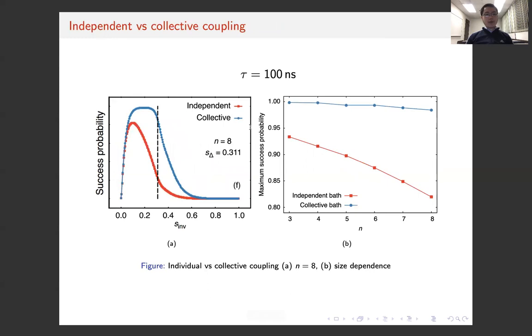How about independent coupling? The independent coupling is a little bit worse than collective coupling in the sense that the success probability is not as high as the collective coupling. Also, the maximum success probability decreases more rapidly as system size increases. So that is worse in the scaling sense too. But nevertheless, this independent system-bath coupling still gives better results than the closed system.